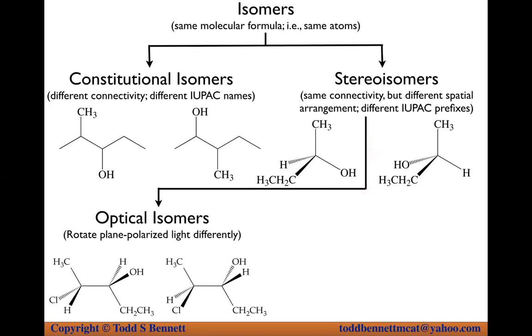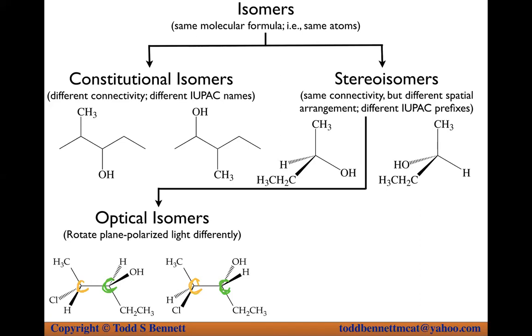Within stereoisomers, there's so-called optical isomers. So in this case, you'll note the Cl and the H have changed position, but the CH3 and the rest of the molecule is in the same position as far as this carbon is concerned. And then the other carbon, same story, the H and the OH have changed positions, but the rest of the compound has stayed in the same spot. So we will refer to these two as optical isomers because they will rotate plane polarized light differently.